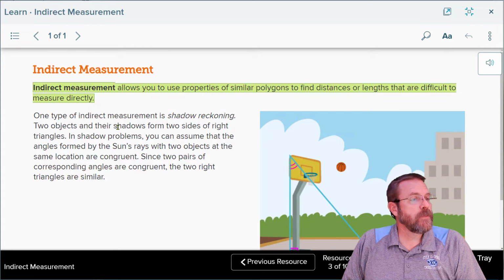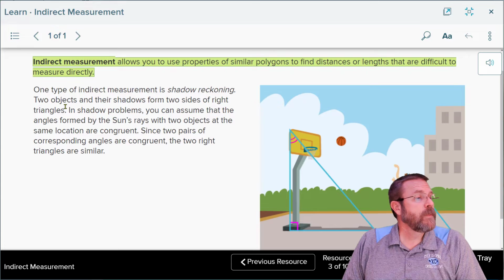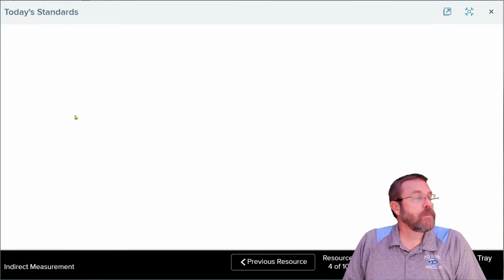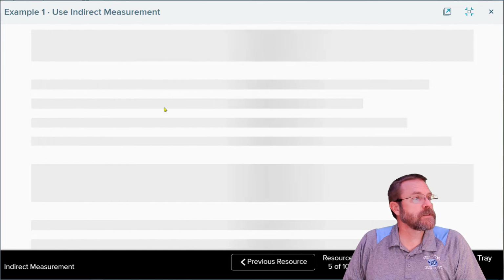Two objects and their shadows form two sides of a right triangle. In shadow problems, you can assume that the angles formed by the sun's rays and the two objects at the same location are going to be congruent. Since the two pairs of corresponding angles are congruent, the two right triangles will be similar. Let's keep going. Skipping today's standards, example number 1 next.